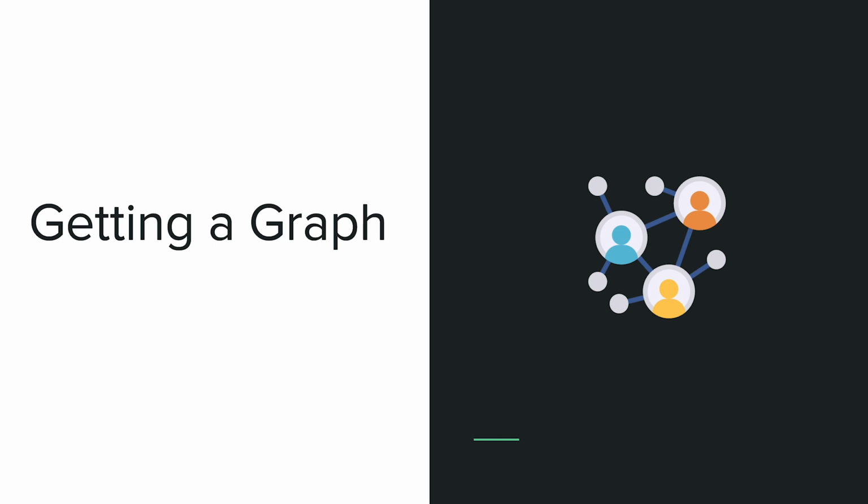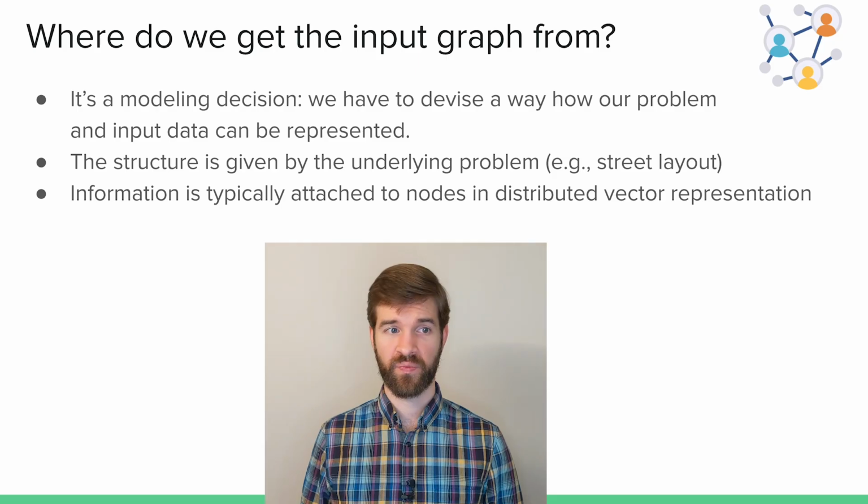The second question that we have is, where do we get this input graph from that we're using for graph neural networks?